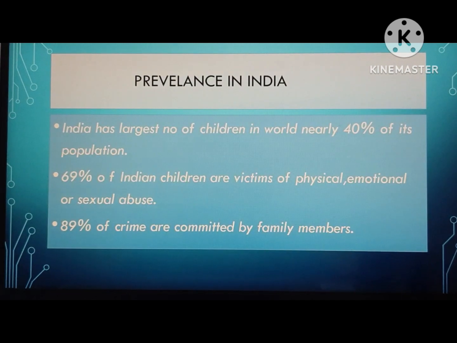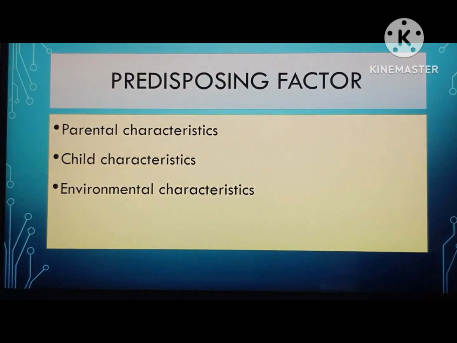So, in India, what is the prevalence of child abuse and neglect? India has the largest number of children, nearly 40% of its population. 69% of Indian children are victims of physical, emotional, or sexual abuse. 89% of the crimes are committed by family members.